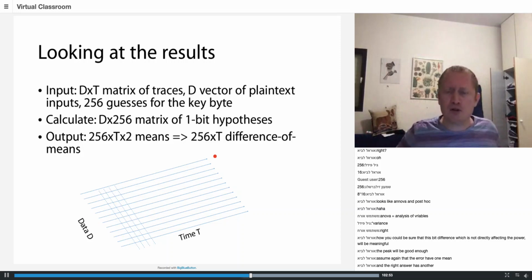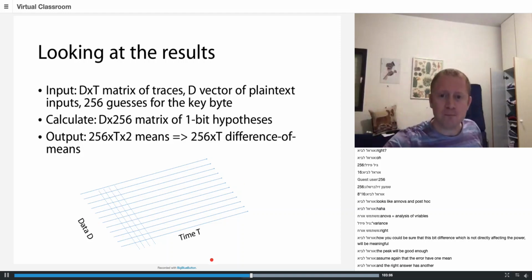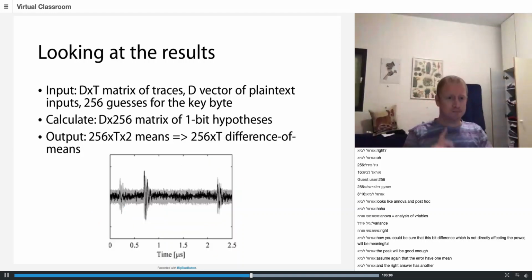So now I'm going to show you this output, this 256 times t difference of means vectors, and it was calculated by the authors of the DPA book. This is a figure from the DPA book. Now let's look at this figure together.